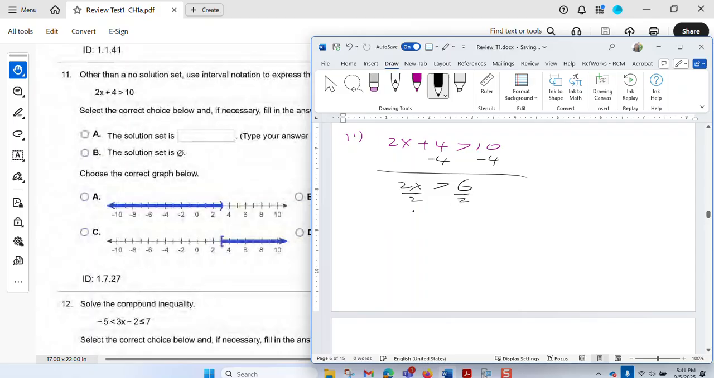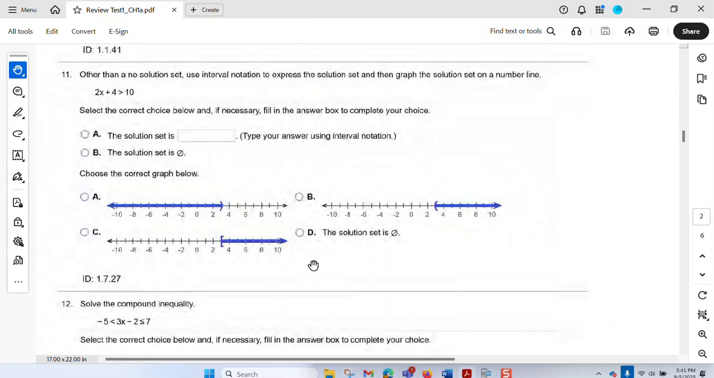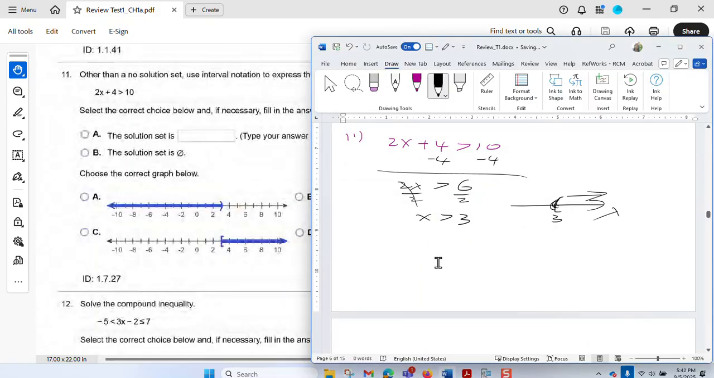Greater than 3, greater than is going to the right-hand side, all right? Going to the right-hand side. And there's no equal sign, so you're gonna use the parenthesis, not a bracket. This is parenthesis, okay? So yeah, that would be the correct answer. B will be the correct answer, right? And then you need to type your answer using the interval notation. You have to use the interval notation. So x greater than 3 means 3 to infinity. All right, so that's the interval notation in here.